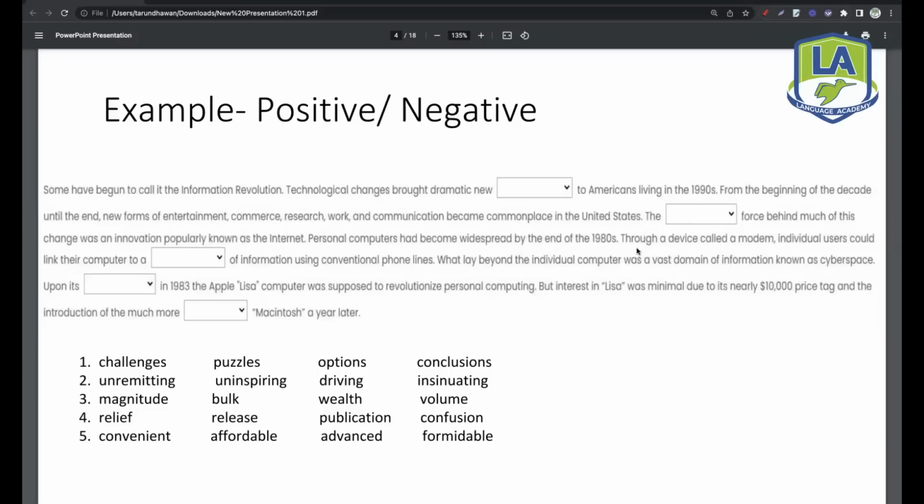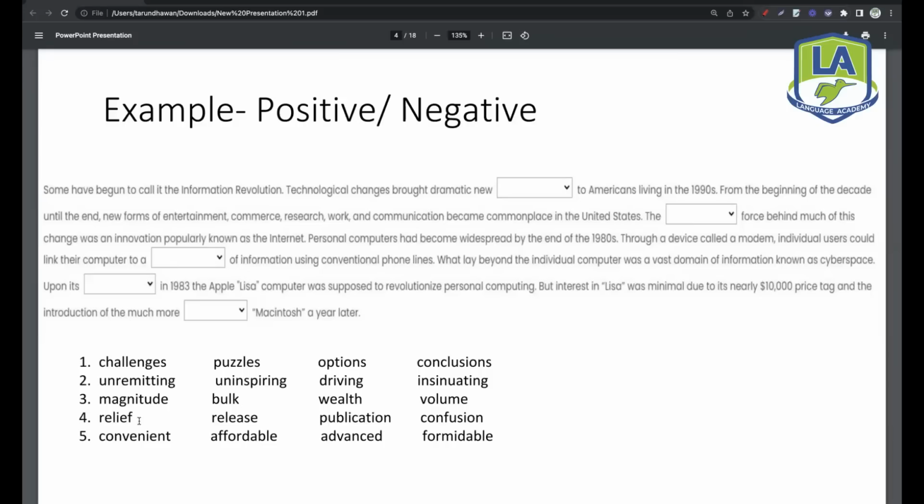Going ahead, they say personal computers had become widespread by the end of this year. Through a device called a modem, individual users could link their computer to a dash of information using conventional phone lines. We will be doing the basic grammar rules in the later part of the video, but how to apply them when you're solving your question. So I have a blank after A. The answer should be a noun. That's something you will learn in the basic grammar list. So we need a noun.